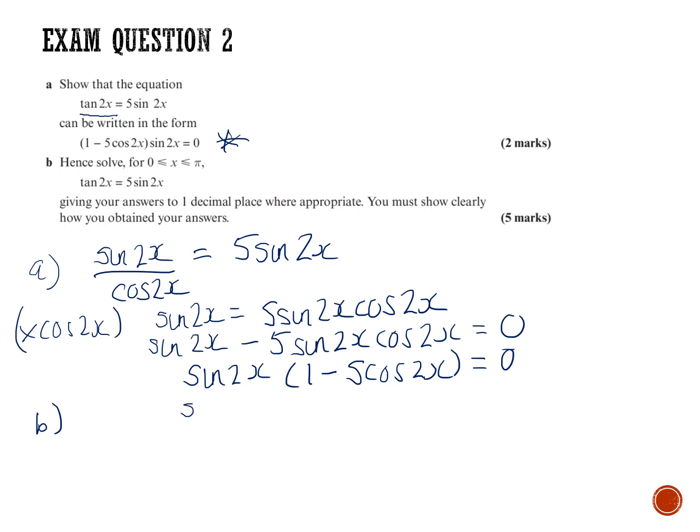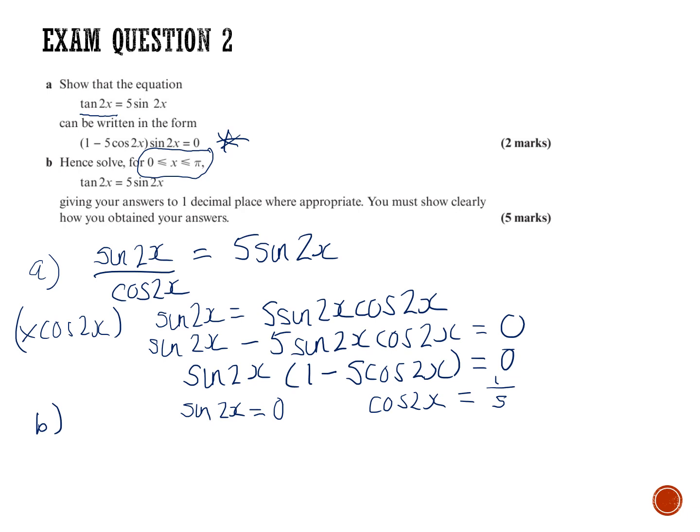So the first bit I get is sine 2x is 0. Okay, so I'll look at answers for that in a minute. Second one, 1 minus 5 cos 2x is 0, so that gives you cos 2x is 1 over 5. Now, my range of values that I was given in my question is x between 0 and pi. These are 2x here, so I need to get values for 2x between 0 and 2 pi.